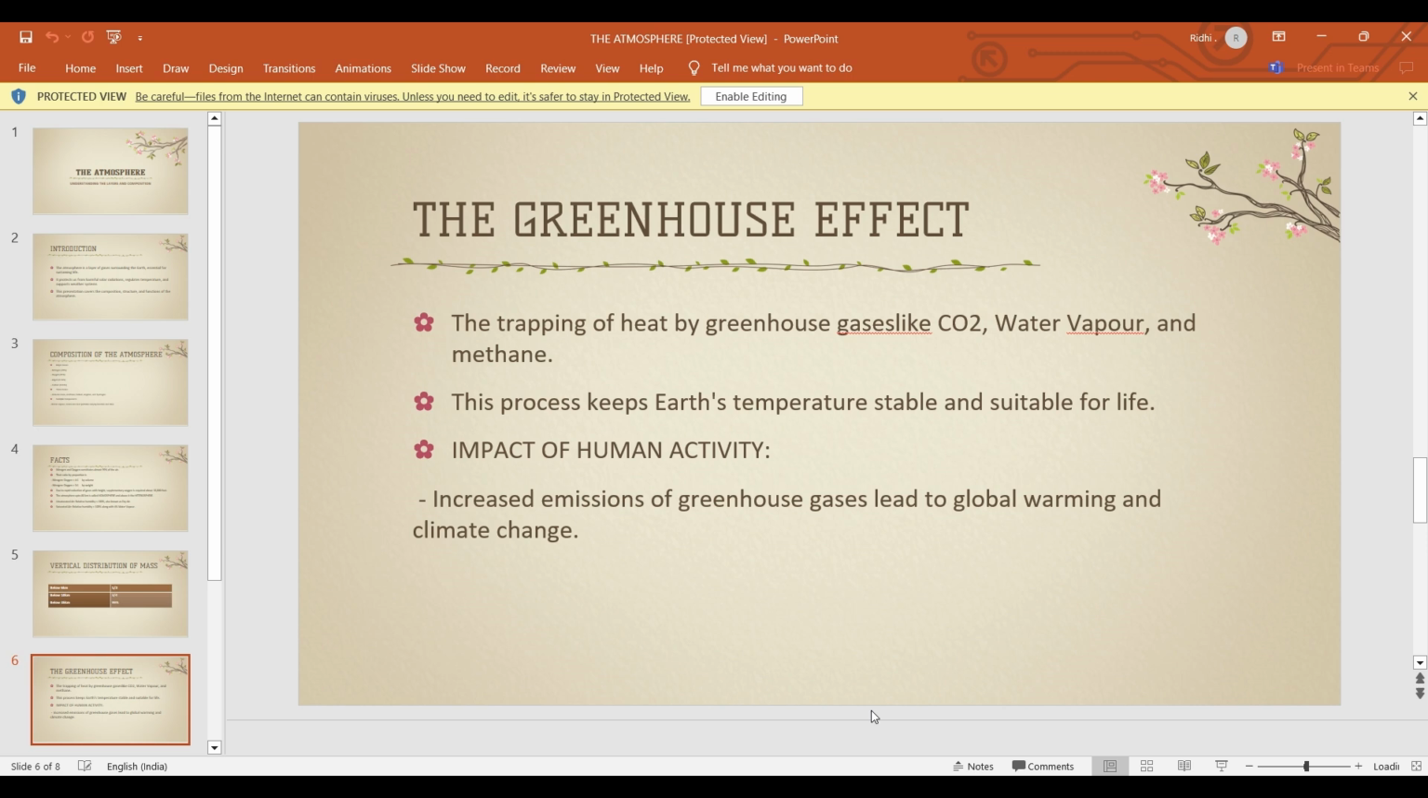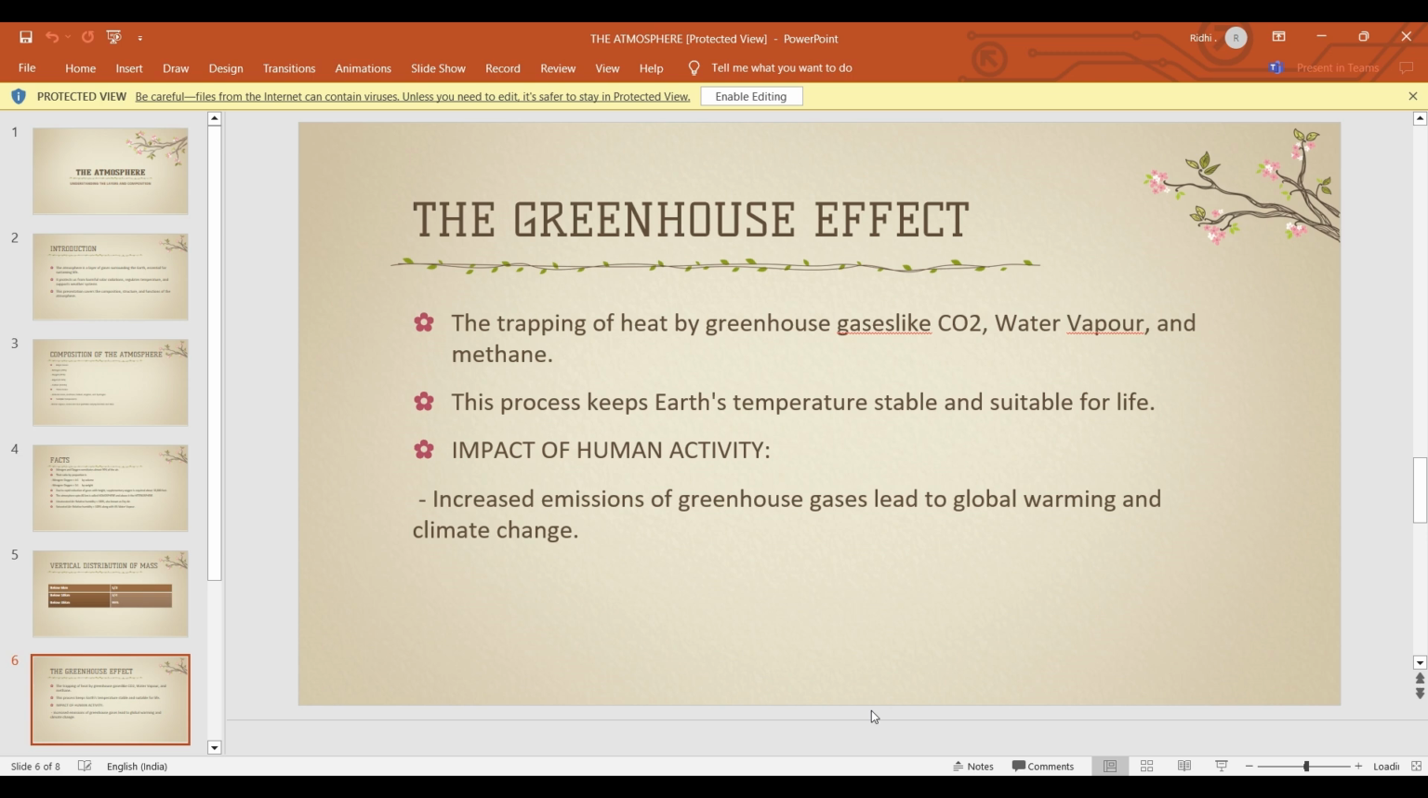Greenhouse effect is basically the trapping of the heat by the greenhouse gases such as carbon dioxide, water vapor, and methane. The greenhouse effect, this process, keeps the earth's temperature stable and suitable for life.